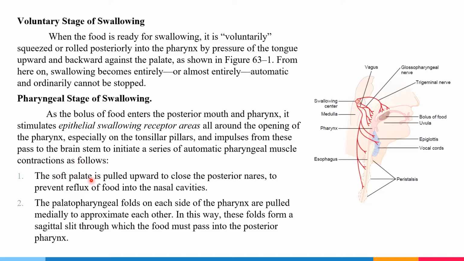First, the soft palate is pulled upward to close the posterior nares to prevent the reflux of food into nasal cavities. Next, the palatopharyngeal folds on each side of the pharynx are pulled medially to approximate each other. In these ways, the folds form a sagittal slit through which the food must pass into the posterior pharynx.